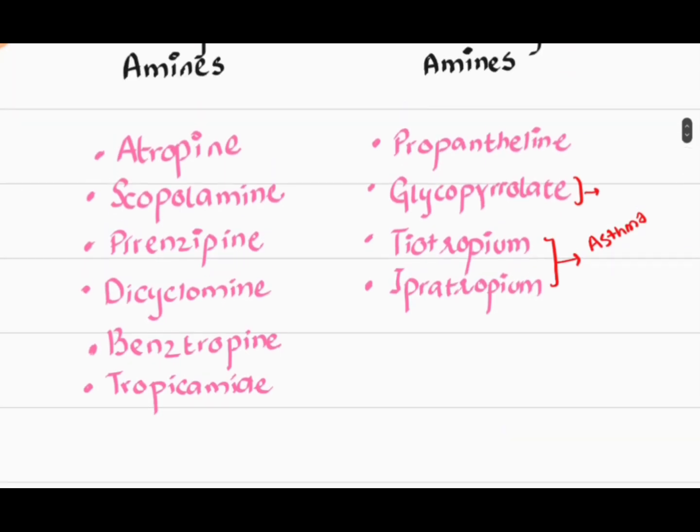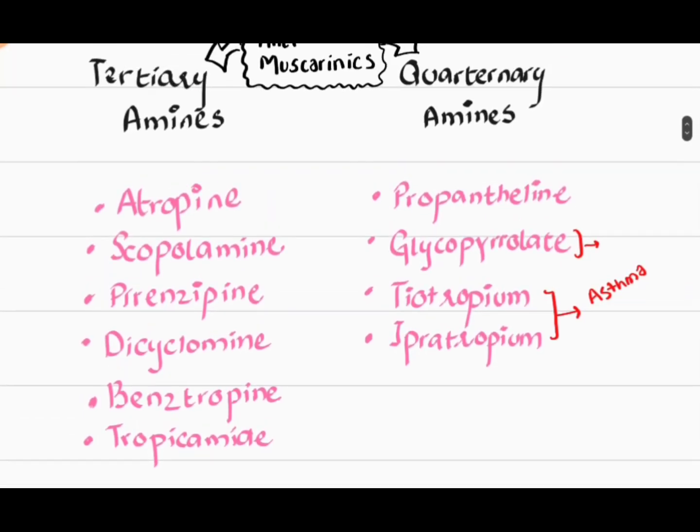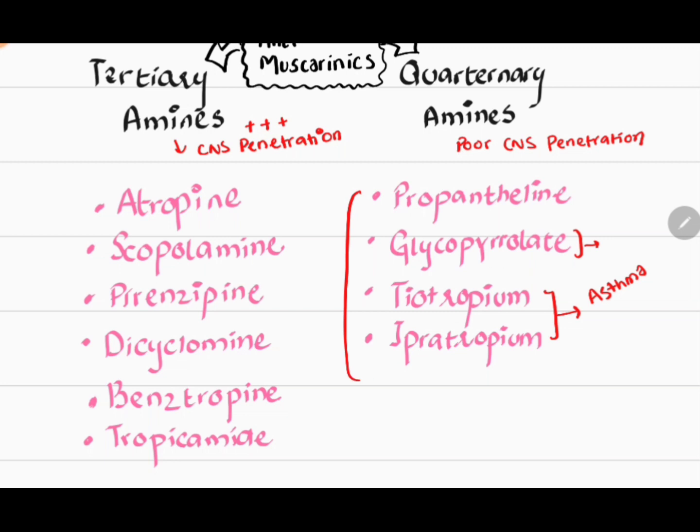So we discussed two kinds, the quaternary amines and the tertiary amines. These tertiary amines have good CNS penetration, and this CNS penetration limits their use for peripheral effects, whereas the quaternary amines do not have good CNS penetration, poor CNS penetration. So they do not have the side effects that are associated with CNS penetration. So we can use these drugs, propantheline, glycopyrrolate, tiotropium, and ipratropium without the concern of any CNS toxicity.